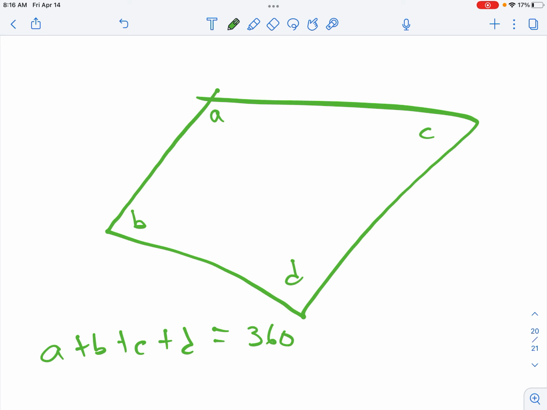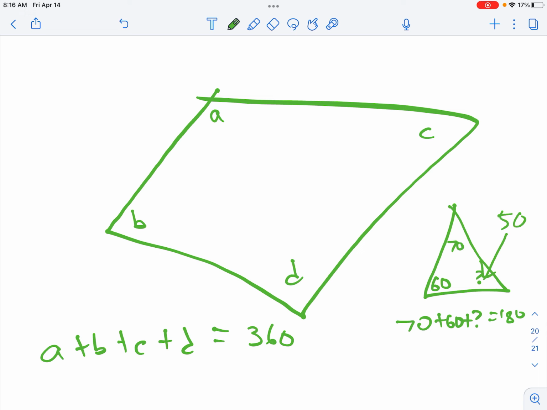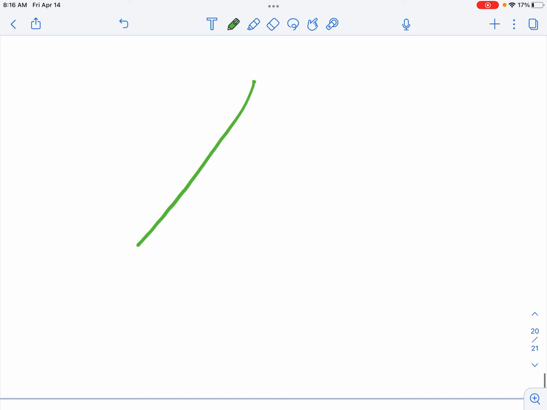Okay, now why is this? We know that the angles in a triangle add up to 180, right? We've been doing a lot with that. So if you have, for example, 70 and 60 and question mark, then we know 70 plus 60 plus question mark equals 180. And we do the math and we find that question mark is 50. Well, we can do the same kind of thing with a four-sided shape, except the angles in a four-sided shape add up to 360. Let me prove why this works.